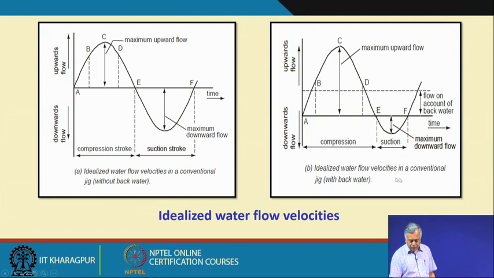This is the ideal water flow velocities in a conventional jig with the backwater, because when you are adding backwater, you are trying to minimize the suction stroke. You want to increase the duration of the pulsation stroke. That means you are giving more time for the particles to reorient themselves based on their density differences.